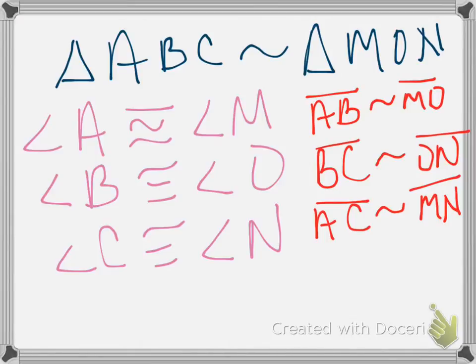So that's the first one. Go ahead and work through the next 3, and I will take a picture of it so that you can see if you were correct.